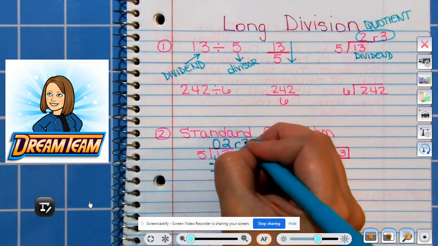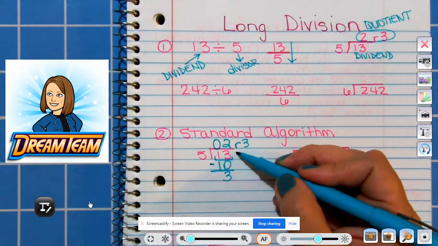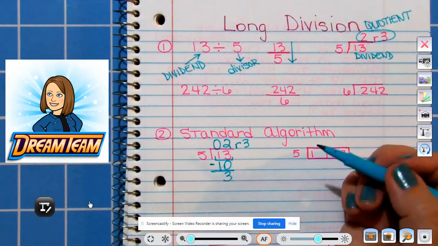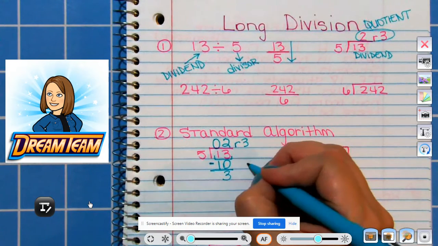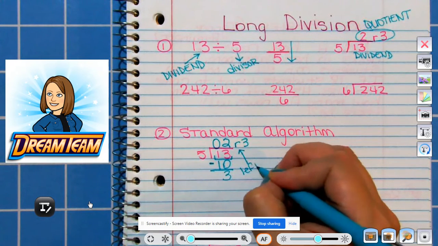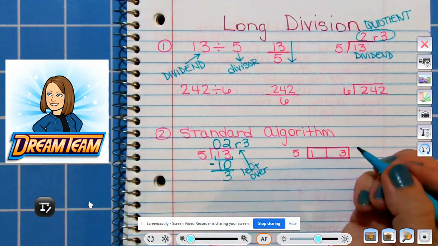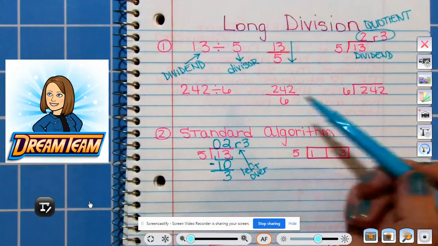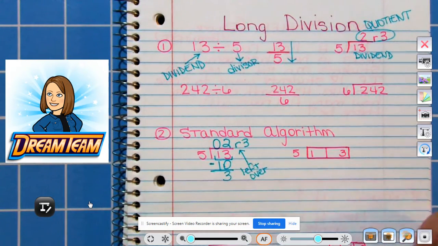So we have a remainder of 3 because we do not have another digit in the dividend that we can bring down. This is your leftover amount. It's the remainder. It's the part that is left over. So 13 divided by 5 has a quotient of 2 remainder 3.